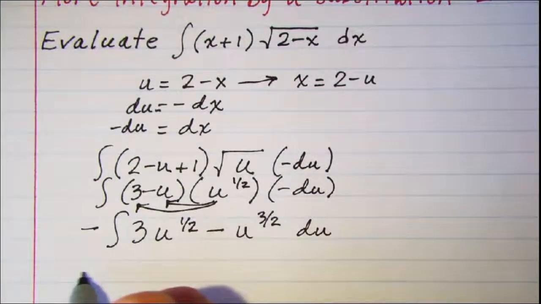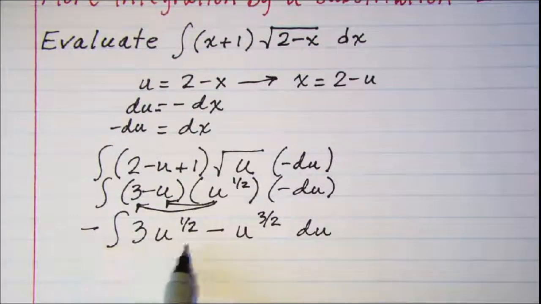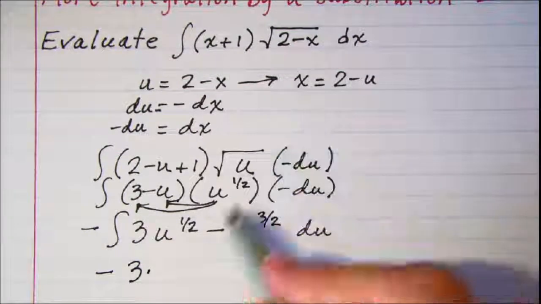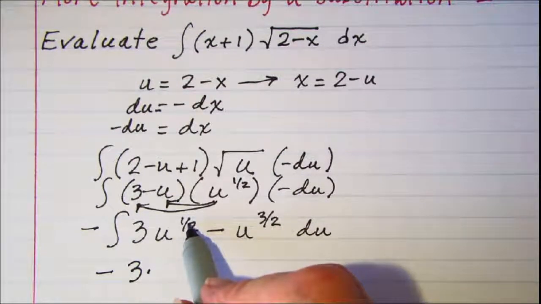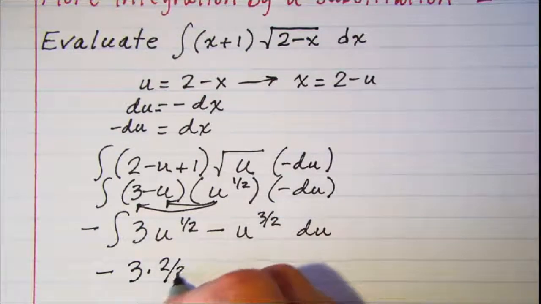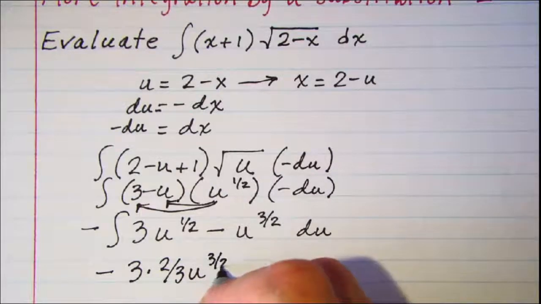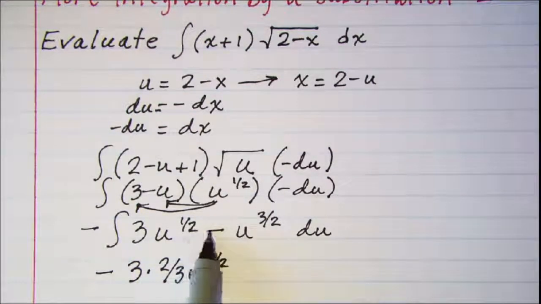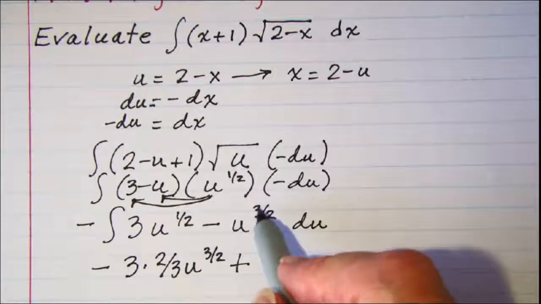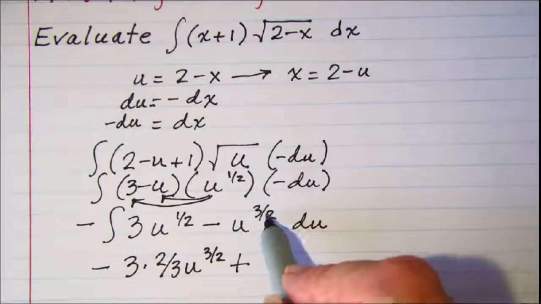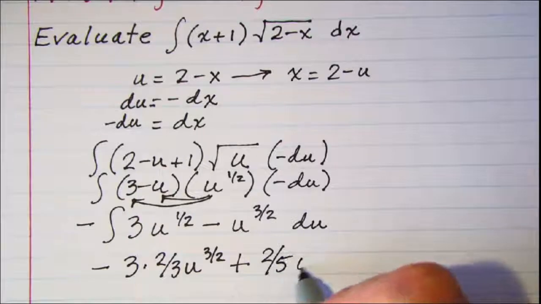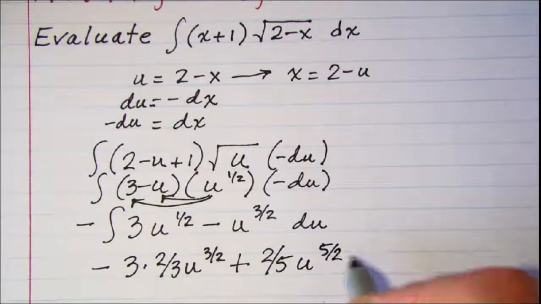This negative, I'm going to go ahead and take it back in. So I have a negative 3 times, this is u to the 3/2 divided by 3/2, which is 2/3 u to the 3/2. And then the minus in here makes this a positive. So 3/2 increased by 1 gives me 5/2, which is 2/5 u to the 5/2, plus my constant.